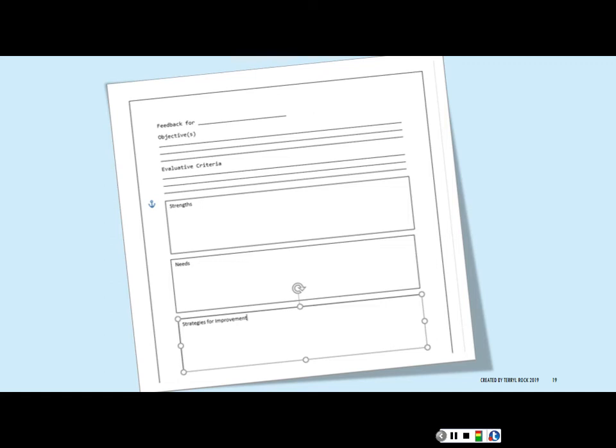Here is my suggestion for the perfect format for making feedback. If I was doing this with a video, I would go ahead and script this out for myself. And then I would talk to the student, remind them what the evaluation criteria was, and the strengths, the needs, and give them a strategy for improvement. You can also handwrite this on the back of people's papers.